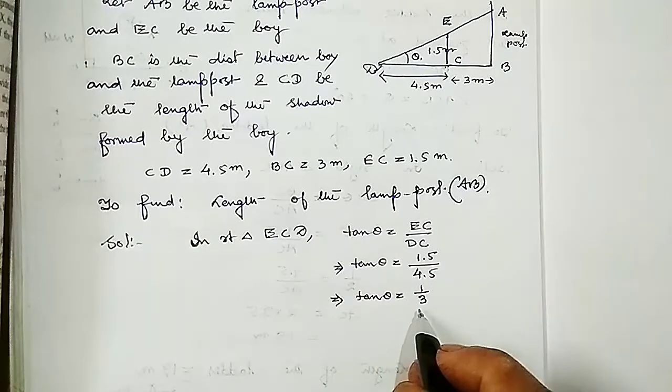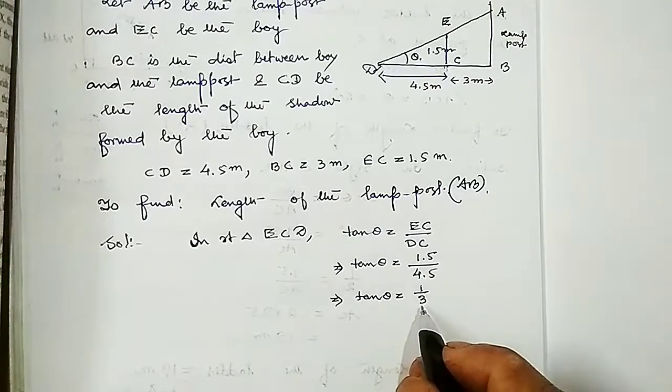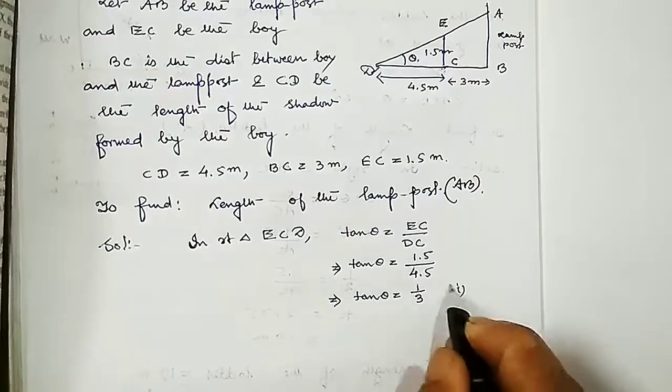In the trigonometric table that we have done, we have not got this value there. 1/3, this value was not there. So let it be like this. Let it be equation number 1.